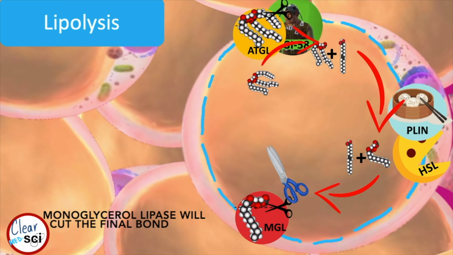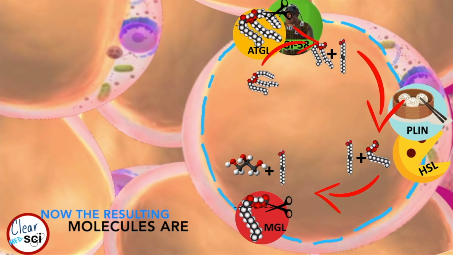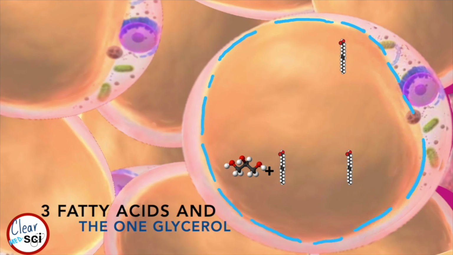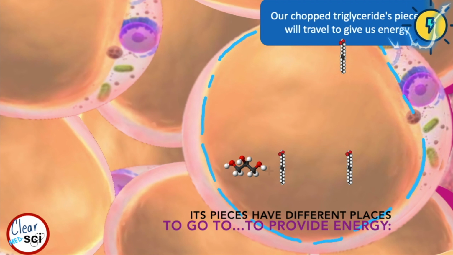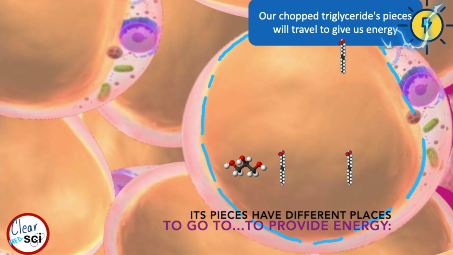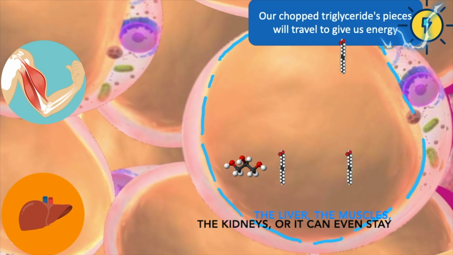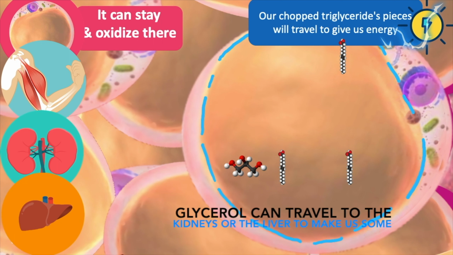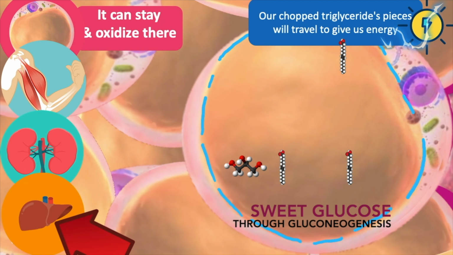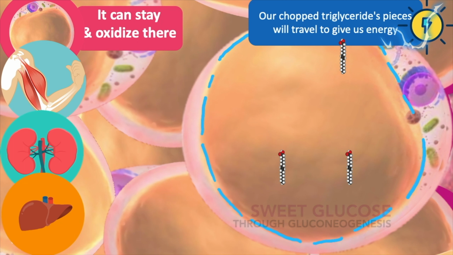Lastly, monoglycerol lipase will cut the final bond. Now, the resulting molecules are 3 fatty acids and the 1 glycerol. So now that we chopped up our triglyceride, its pieces have different places to go to provide energy. The liver, the muscles, the kidneys, or it can even stay. Glycerol can travel to the kidneys or the liver to make us some sweet, sweet glucose through gluconeogenesis.